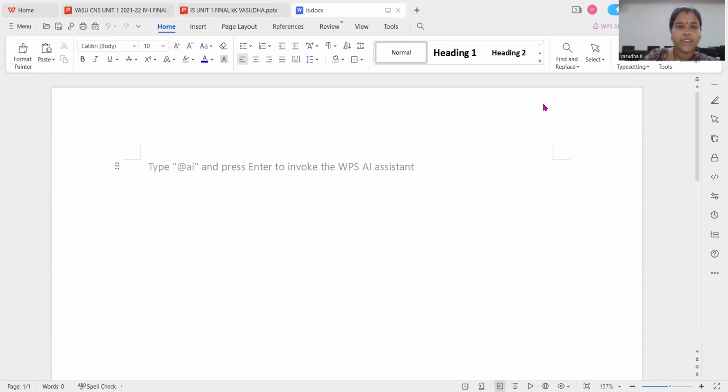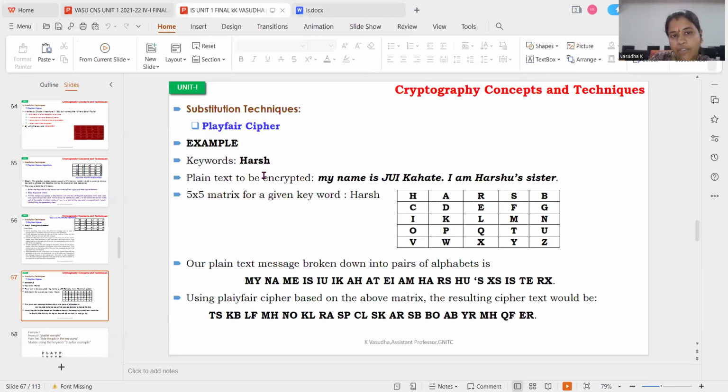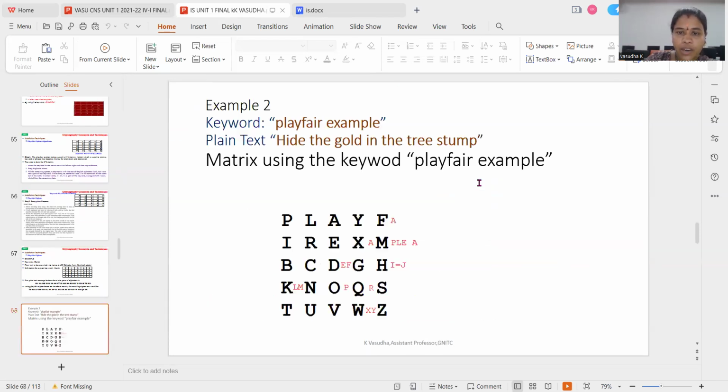So let us consider one example for Playfair cipher. If you are seeing this particular example, here we have the keyword, and the plain text to be encrypted here. Or else we'll take one simple example of how to convert it.